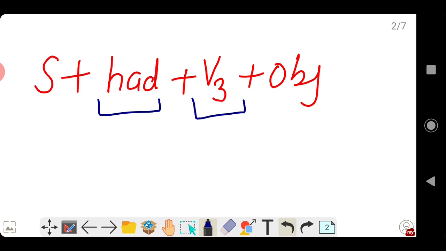V3 means third form. Suppose I ask you, what is the third form of ask? What would you say? Ask, asked, asked. And what about come? Come is the main verb. What is the third form of come? Come, came, come. And what is the third form of talk? Talk, talked, talked. So you will have to remember these.